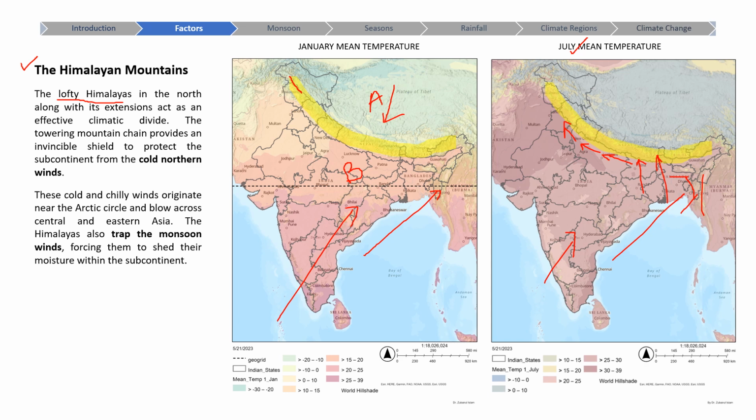and give us the moisture in our country. So this is the role played by the Himalayan mountains. Two roles: protecting from cold winds and trapping the monsoon.